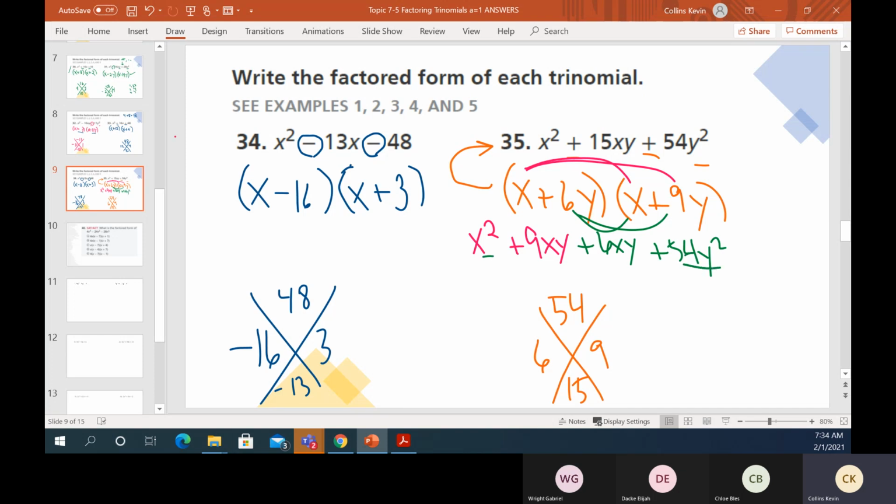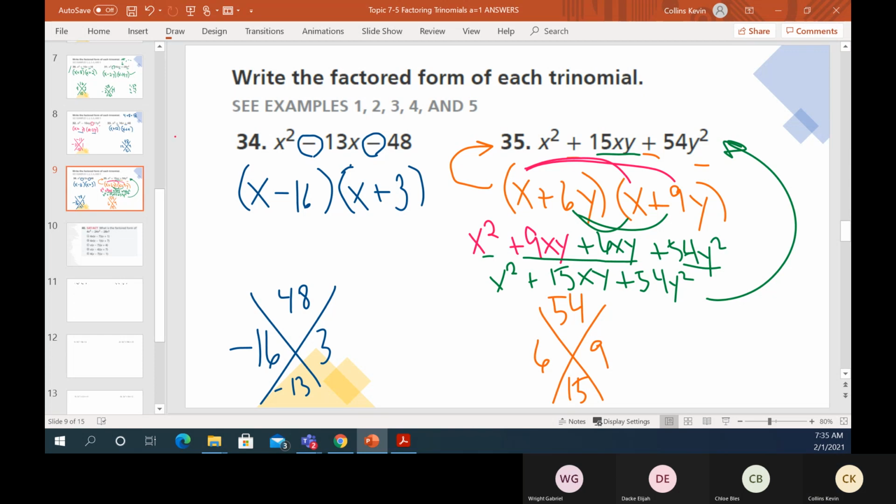I've got my x squared, I've got my 54y squared. So I got those two terms. So I just look at these guys. I've got 9xy and 6xy. That adds up to 15xy. There's our guy, right? So as you see, we get our original guy back. Cool. So that, of course, means you've done it right. Nice.